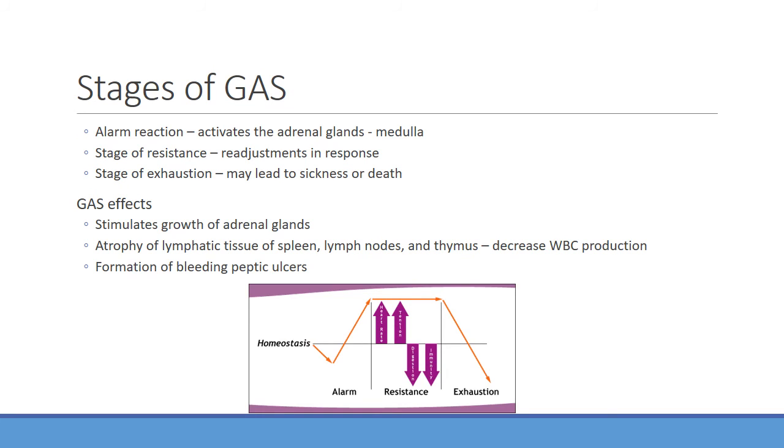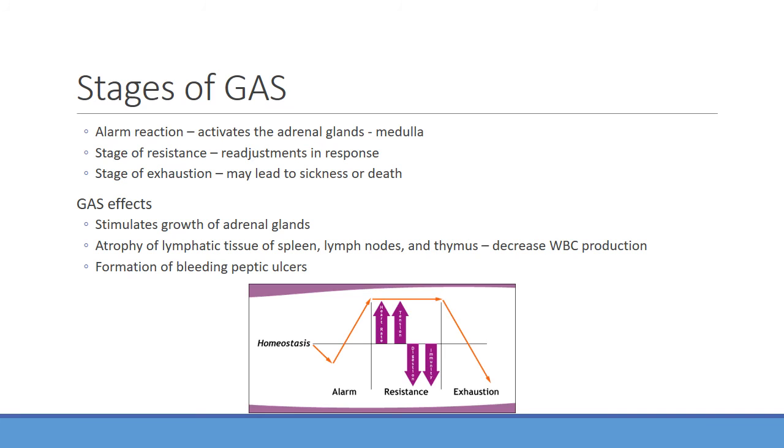So looking at that adaptation strategy, when you have an alarm reaction that will activate the adrenal glands, it will increase the activity in the medulla, and eventually you have that kind of stage of resistance where you have readjustments in response. So if you're in a chronic stress state, your body adapts to that over time to try to mitigate some of those responses. So it's not kind of a runaway train in that regard.